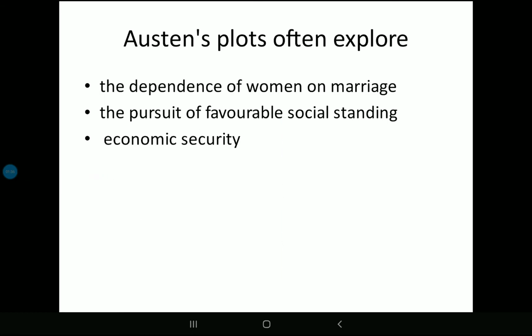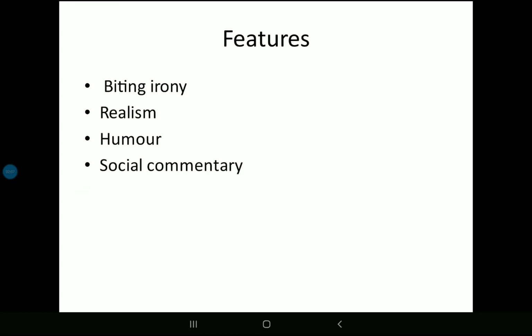So the type of plot which you will find in Jane Austen's novels, there are three points we got here. The dependence of women on marriage. Yes, you will find this theme or setting common in the novels of Jane Austen. The pursuit of favorable social standing, and the last is economic security. So basically, these are the three things you will find common in Austen's plot.